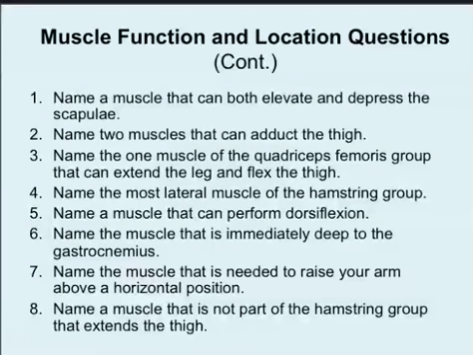And then number 7, name a muscle that is immediately deep to the gastrocnemius. That is the soleus. Next question, name a muscle that is needed to raise your arm above the horizontal position: the deltoid. And finally, name a muscle that is not part of the hamstring group that extends the thigh, and that's the gluteus maximus, the gluteus maximus.